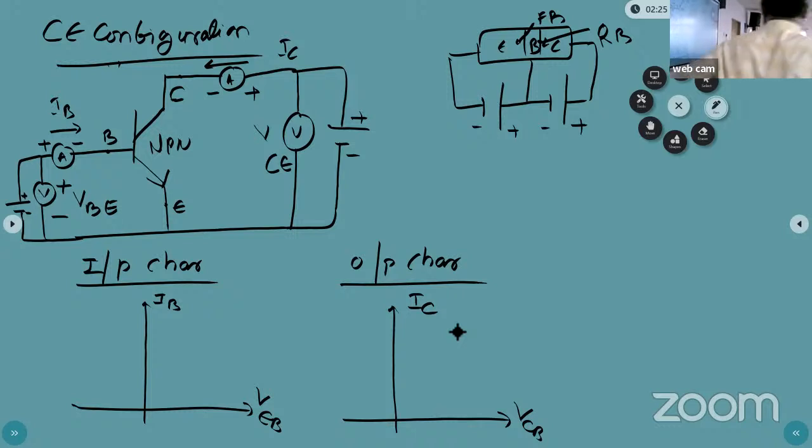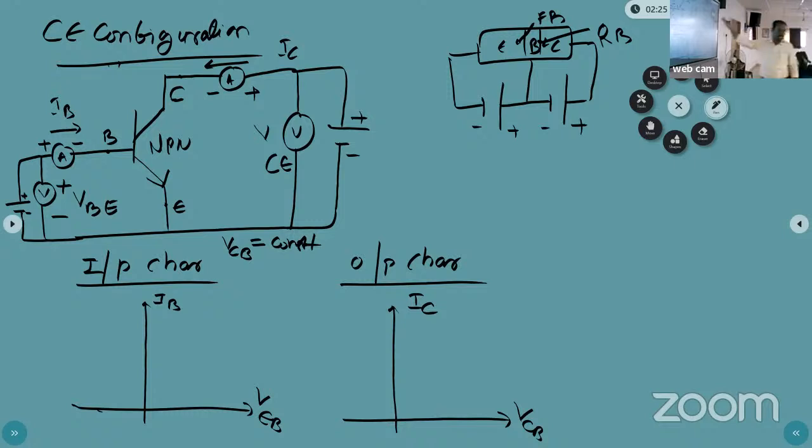Now to draw the input characteristics, which parameter are we keeping constant? For the input characteristics, the output voltage is constant. If we keep the output voltage constant, then what are the input characteristics? The input junction is the emitter base junction only, right? So the input is the emitter base junction.